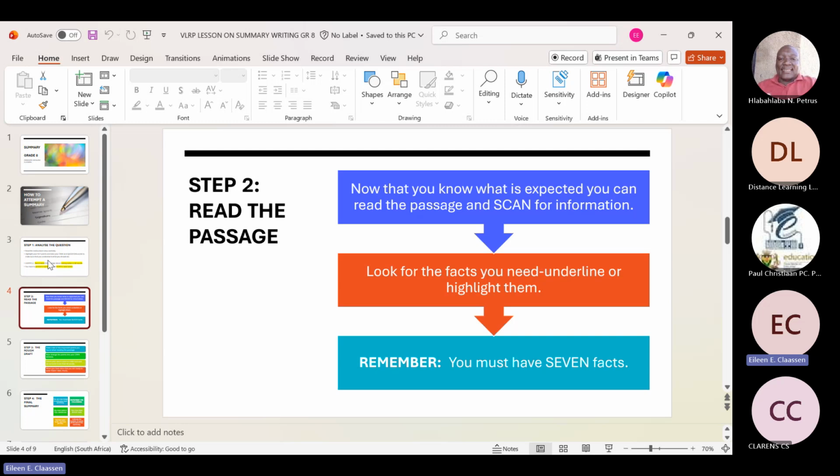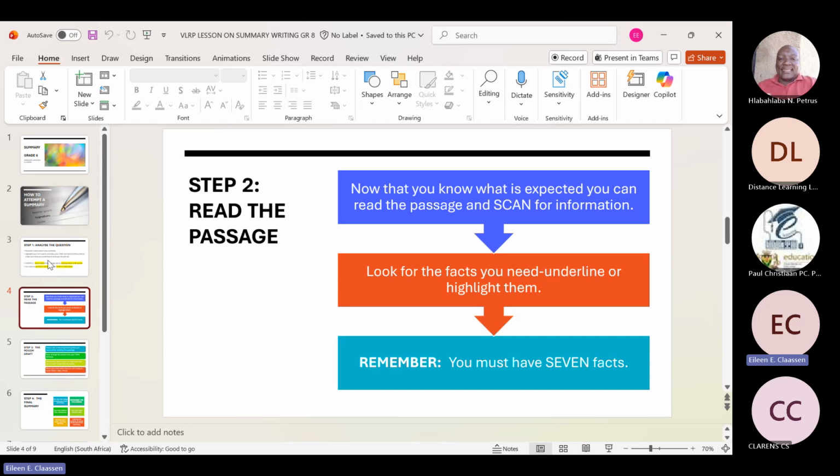Step 2, now you go to reading your passage. You've already read your instructions, and you know I must now look for facts, and it's always 7 facts. You must make sure that you have 7 facts from that. So basically, you're going to look for 7 tips or ways to save water when you have a passage about saving water.